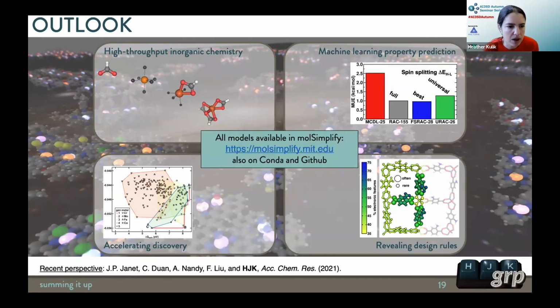And all of our software and many of our machine learning models are available online, also via Conda and GitHub, as well as at a light web interface for either molSimplify or MOFSimplify.